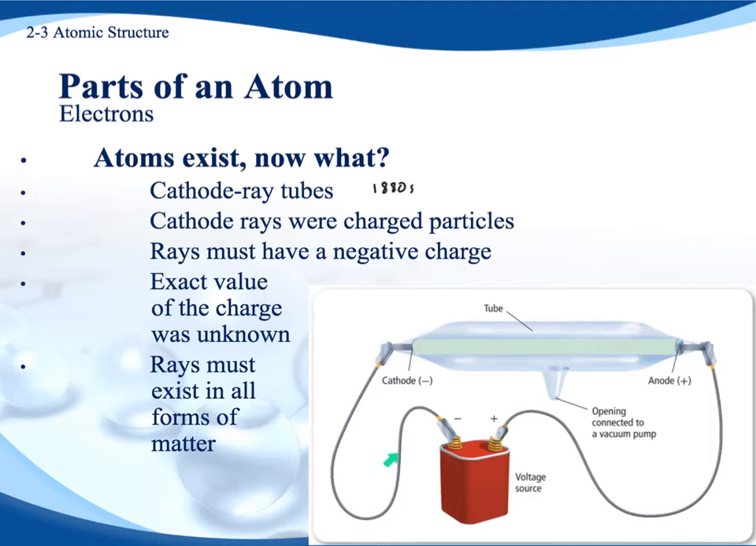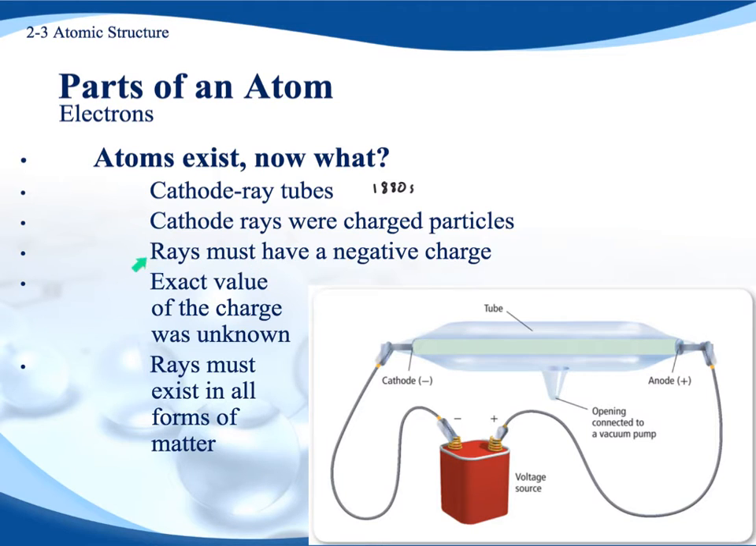You hook this up to some sort of electrical source, like a battery, and complete the circuit, and you'd see a beam going from one side to the other. These are called cathode rays. You see this beam go from one side to the other. They called them cathode rays, and that's why these are called cathode ray tubes, because the rays come from the cathode side. The rays must have a negative charge.